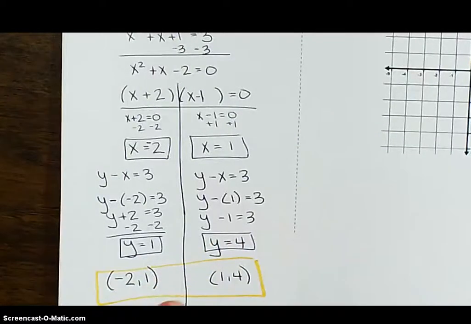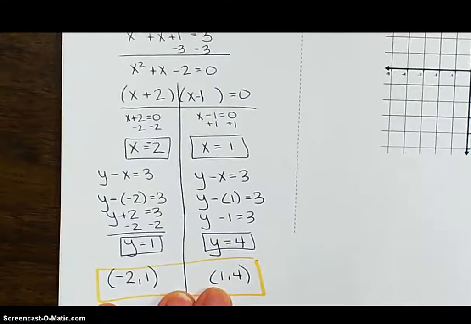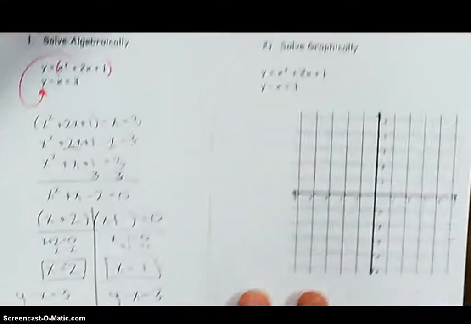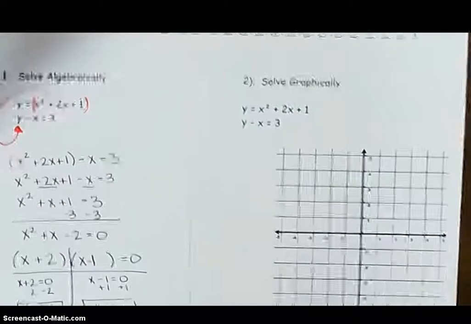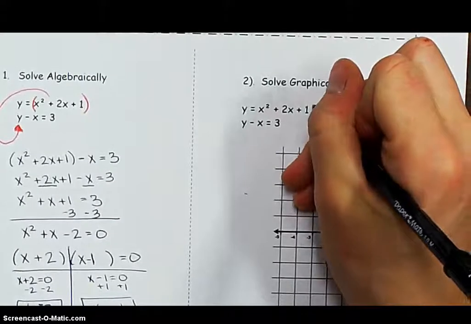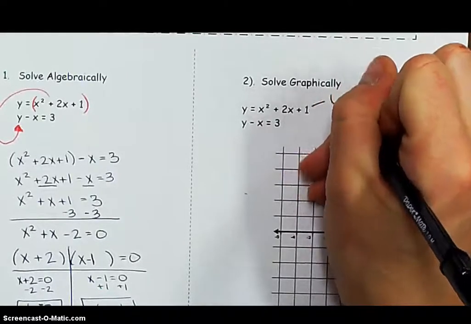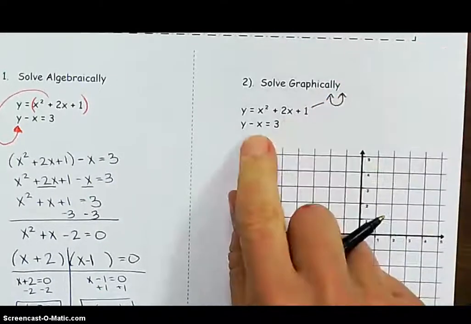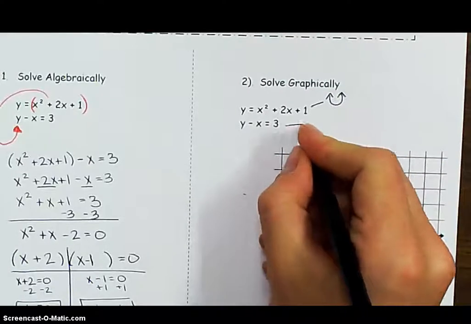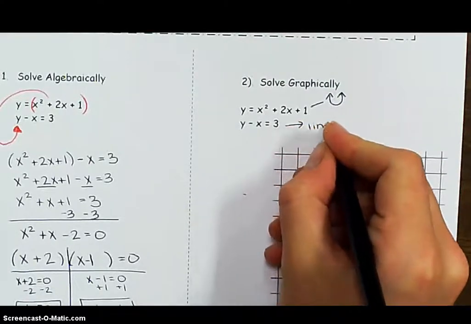All right, now that we know how to solve algebraically, let's go take a look and review solving this graphically. So if we remember, this is our quadratic. This is going to be our parabola. And here, x is to the first power, which means this is going to be a line.